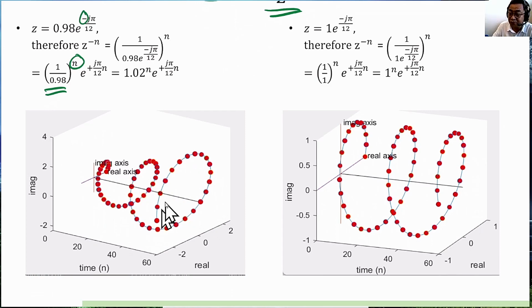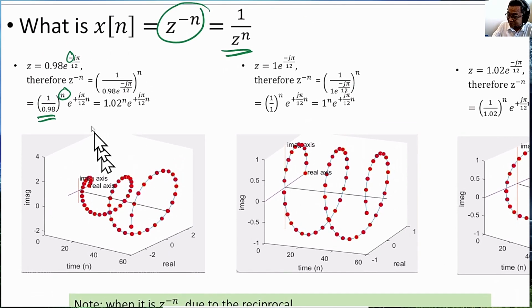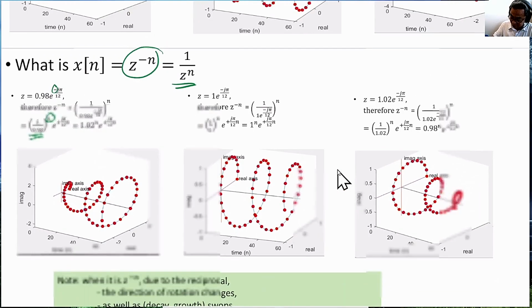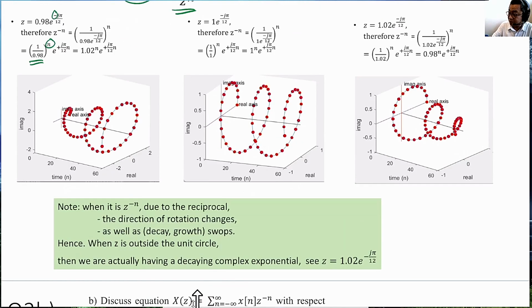So this is very confusing when you start. I would strongly advise you to plot z to the n first, and then you can figure out what is z to the minus n. You can see the rest of this yourself and compare the patterns that I've just explained. This is the difference between z to the minus n and z to the n: the change of the rotation, as well as the original value decaying will now grow, and if it's growing will now decay.